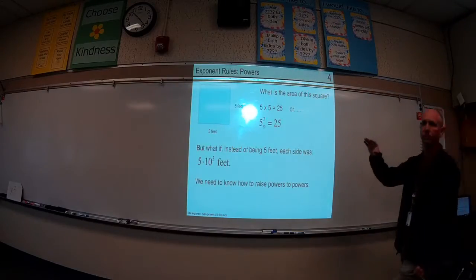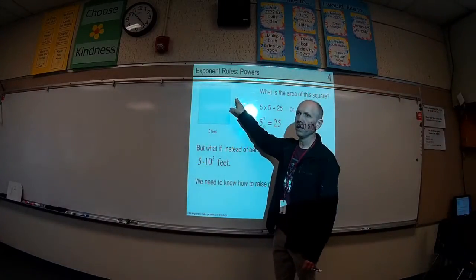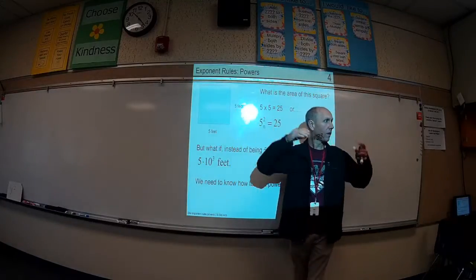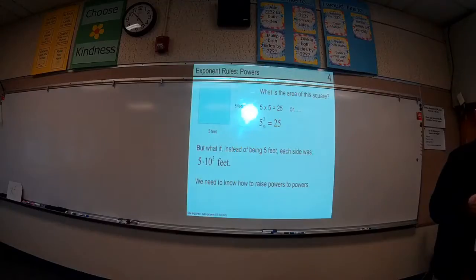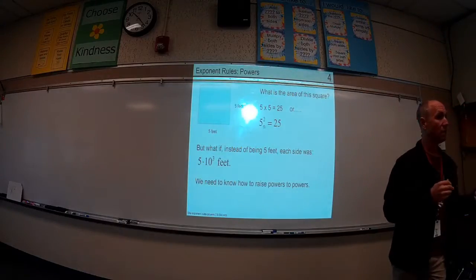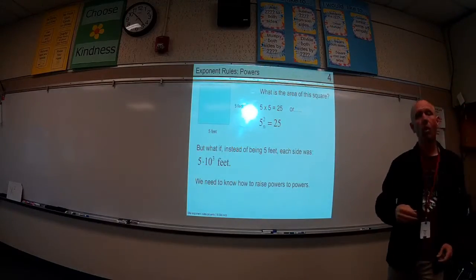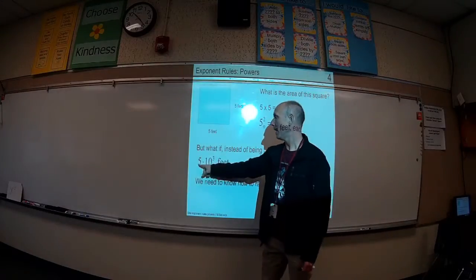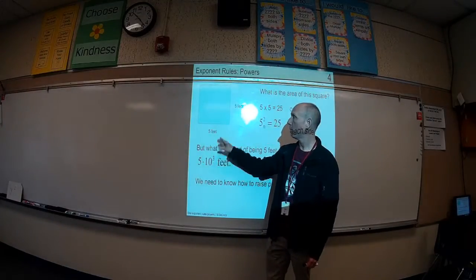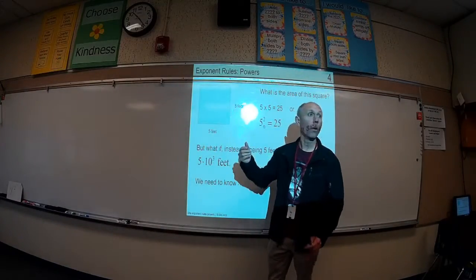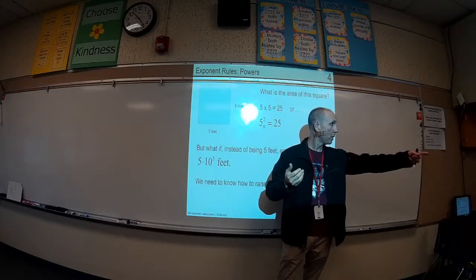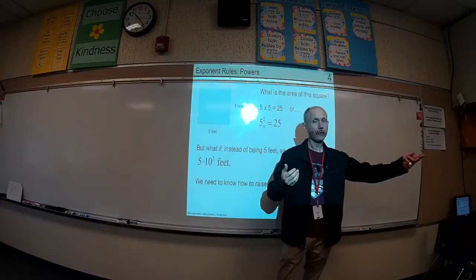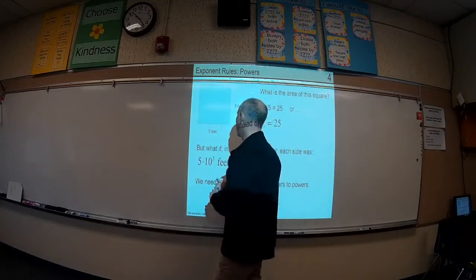Imagine a square. It's 5 feet by 5 feet. To find the area of that, I go 5 squared. That gives me the area of the square. Well, what if it was 10 by 10? It would be 10 squared. What if it was 5 times 10 to the third by 5 times 10 to the third? What would I do then? It would be 5 times 10 to the third, squared. And that's what we're looking at today.